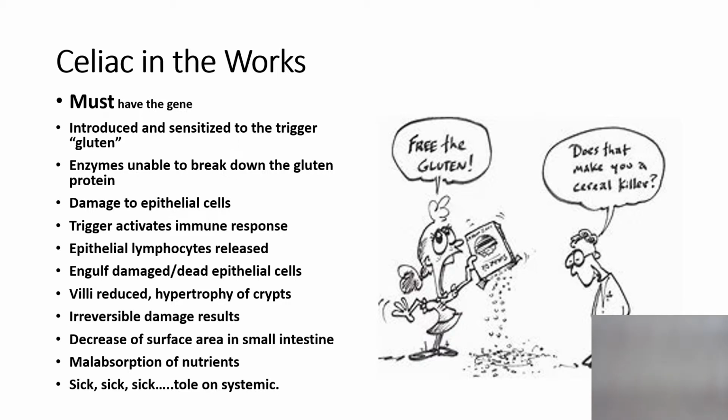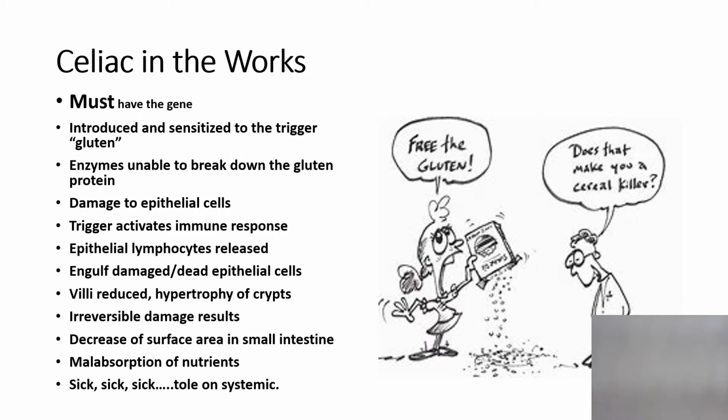So the inability to break down the gluten protein leaves them in larger peptides. When they cross the cell membrane, it causes damage. So then your inflammatory immune response is activated to go and attack those dead or damaged cells.